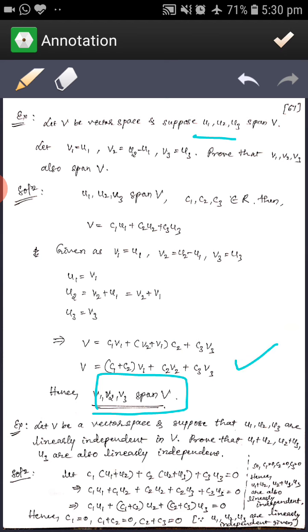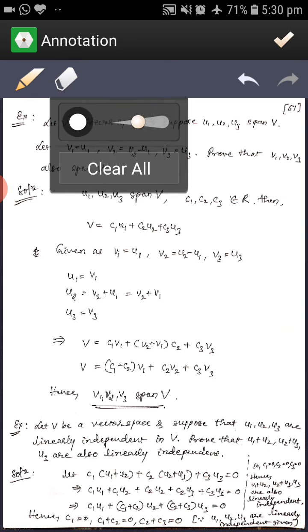Similarly, here is a similar kind of problem. He says that u1 u2 u3 are linearly independent, and the vector space is V. In that case, u1 u2 u3 are linearly independent in V. So prove that the vectors built from u1 u2 u3 will also be linearly independent, meaning u1 plus u2, u2 plus u3, and u3 are also linearly independent.